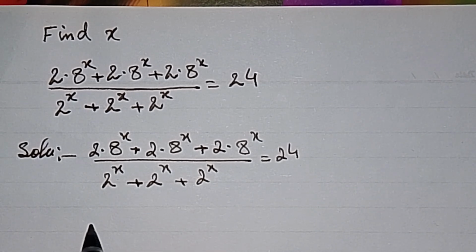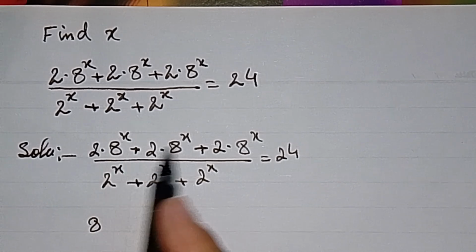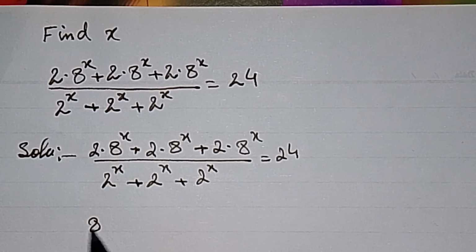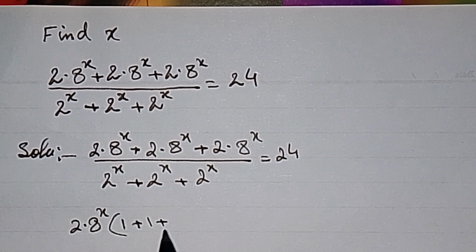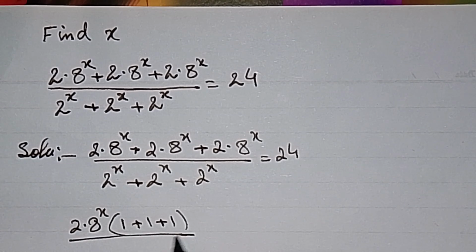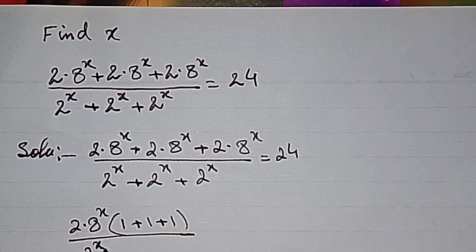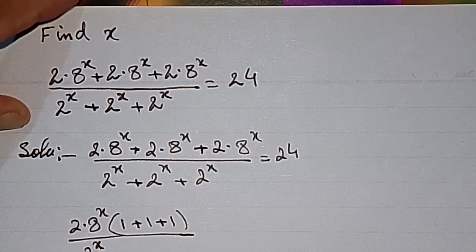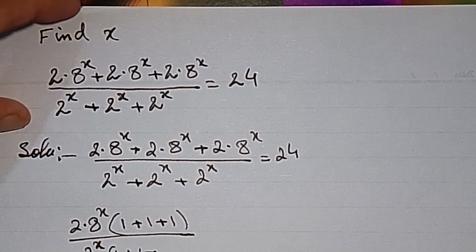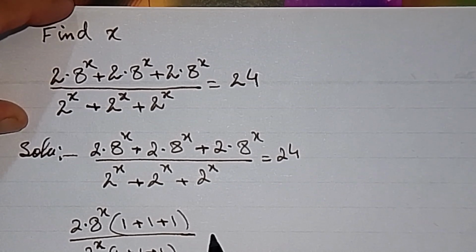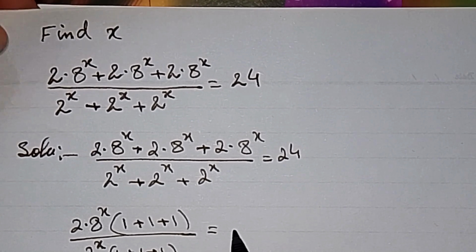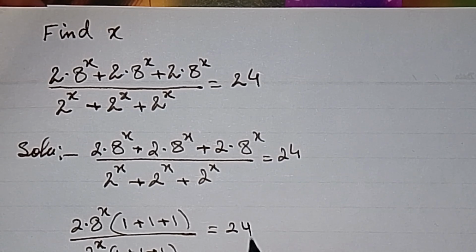Taking 2 into 8 raised to the power x common, 1 plus 1 plus 1, over taking 2 raised to the power x common, then 1 plus 1 plus 1 is equal to 24.